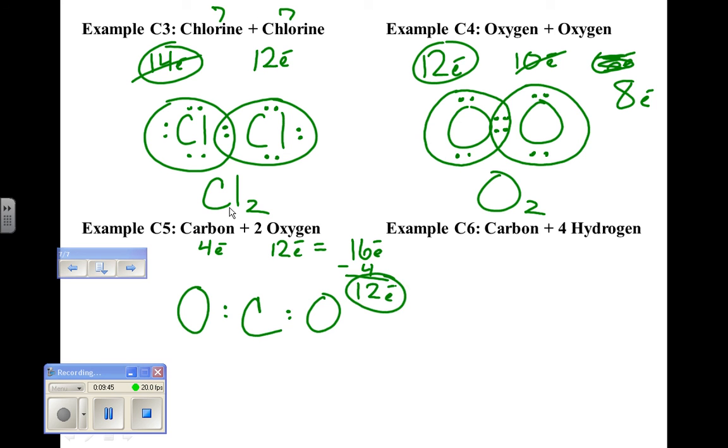Now, would 6 and 6 make them all happy? Look, guys, watch this. I put 6 on this side, and then if I put 6 on this side, would it make them all happy? Why not? Carbon would only have 4 instead of 8. So, what do you think the solution's going to be for that issue?